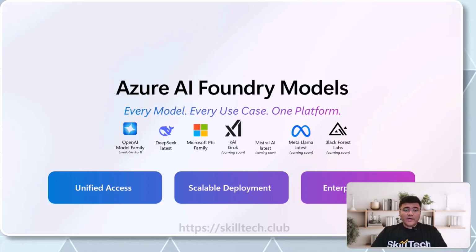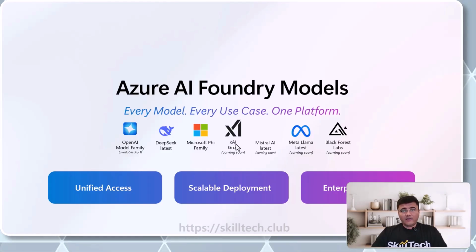As you can see right now, it's showing you that we have OpenAI family models available. We have DeepSeek, we have Microsoft Phi models. The things which are mentioned here as coming soon are also available as of now, at the time of recording. When I created the slide, it was not available, but within a few months, they added it.